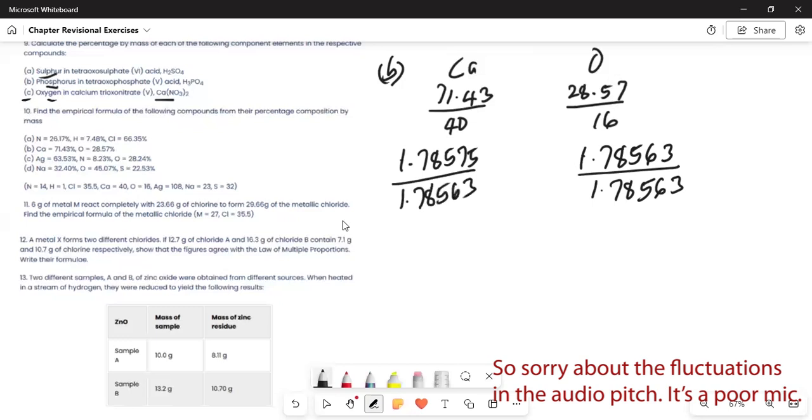Only not the answer should be 1 there. 1.78575 divided by 1.78563 is approximately 1. Therefore, the empirical formula of this is CaO, which is calcium oxide.